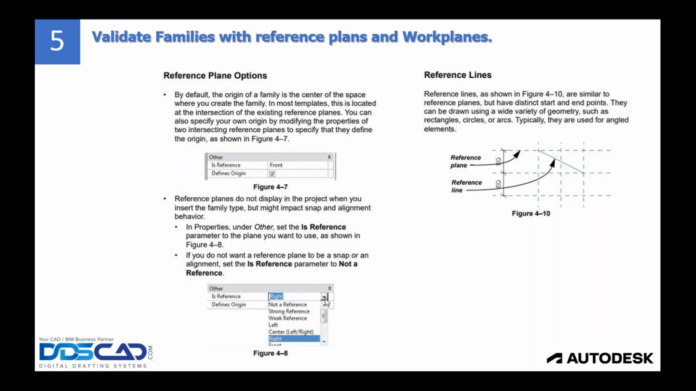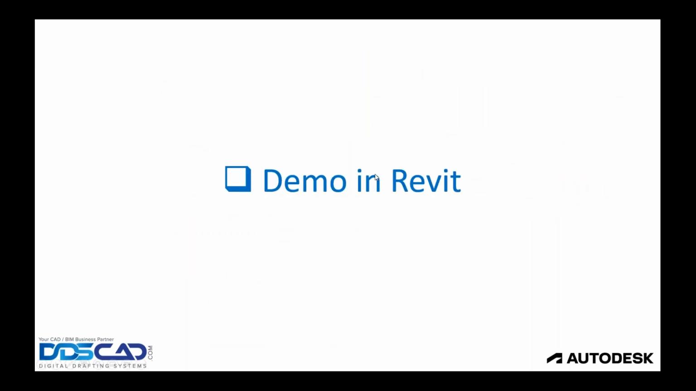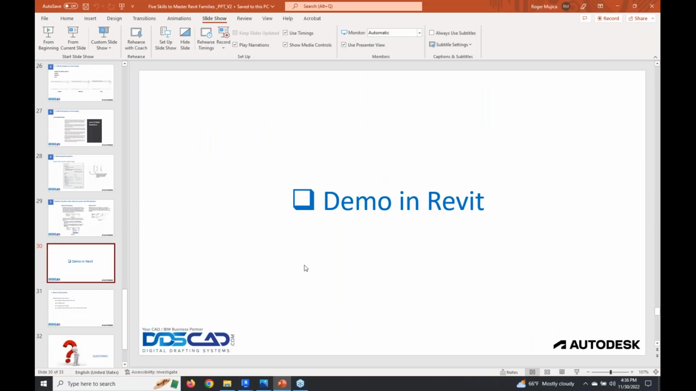There's a terminology that we use a lot when we create families, and some people might know it: flexing the family. Flexing the family with these work planes, reference planes, and dimensions is actually the best way to validate that the family is going to work well inside the project. So for that, I'm going to show you how to create a family here in Revit.